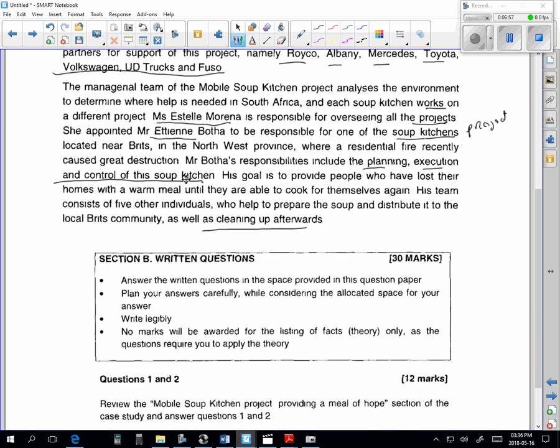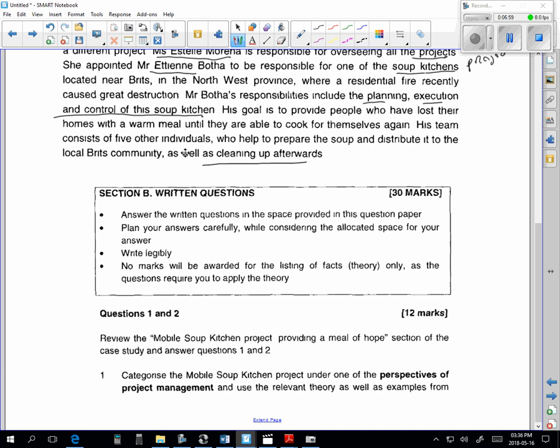So let's look at what the questions are asking us. So this is 12 marks. Review the Mobile Soup Kitchen Project, Providing a Meal of Hope, section of the case study. Characterize them under one of the perspectives and use relevant theories as well as examples.